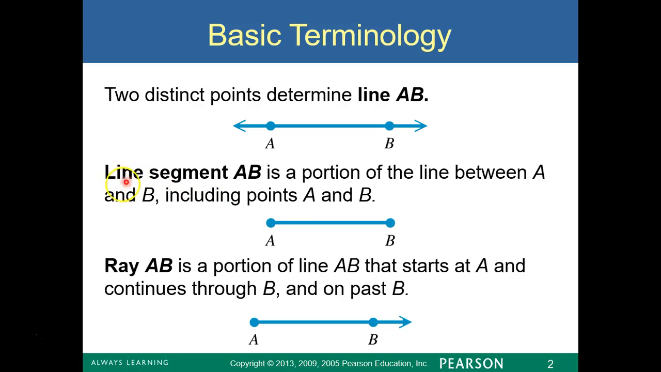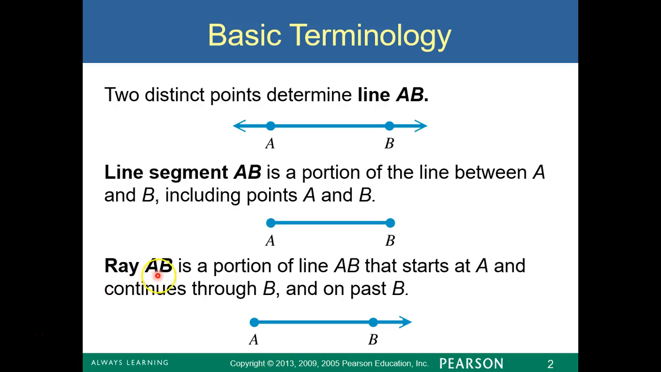The next one is called a line segment. This is just a portion of a line that is between 2 points. And these points right here, A and B, are known as the endpoints of our segment. So a line extends on forever in both directions. A segment is just a portion of that line that has endpoints.